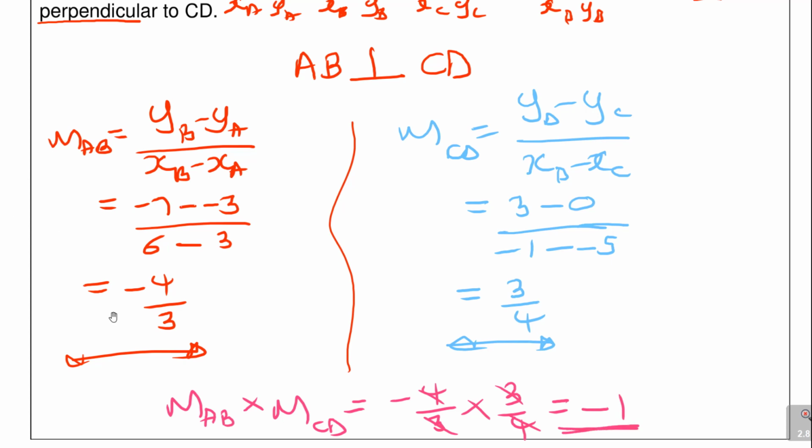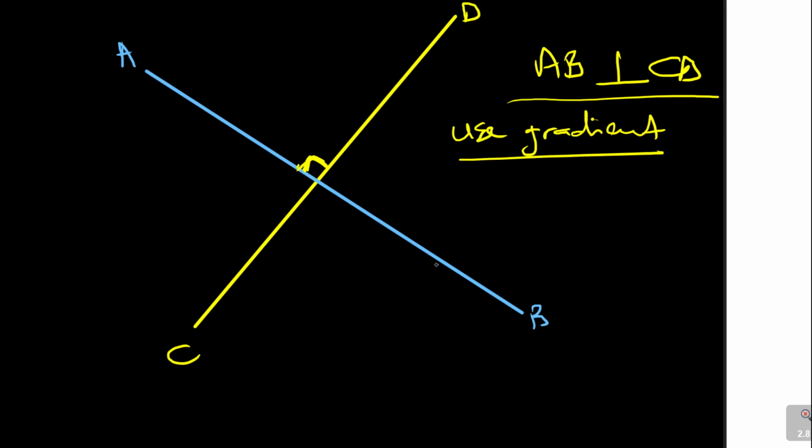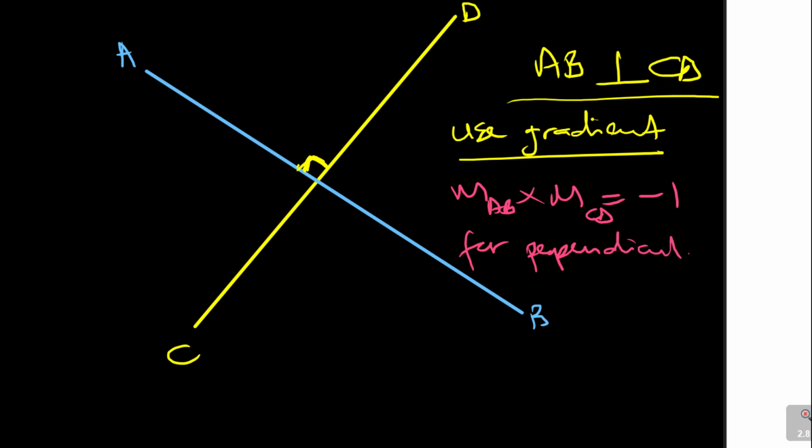So when we talk about using gradient, you must know M of AB times M of CD is equal to minus 1 for perpendicular lines. So this is a proof. If you want to prove that the lines are perpendicular, you find the gradient of AB, you find the gradient of CD, you multiply them. When you get minus 1, it's a sign those two lines are perpendicular.